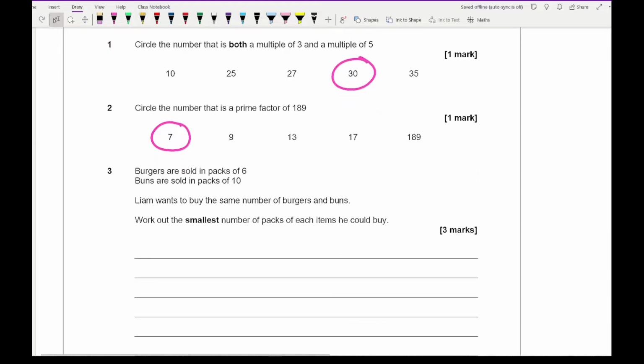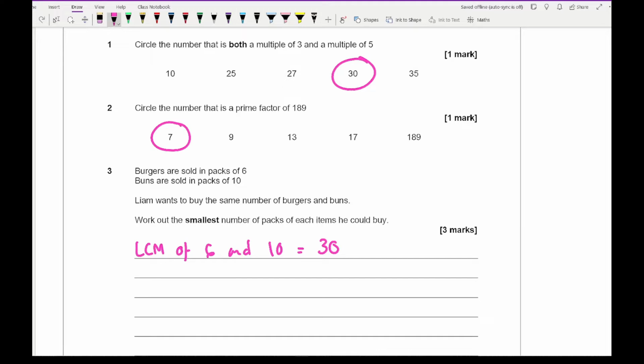Moving on to question 3, it says burgers are sold in packs of 6, buns in packs of 10. Liam wants to buy the same number of burgers as buns. Work out the smallest number of packs for each item he could buy. So the first thing we need to establish is what is the lowest common multiple of 6 and 10. So what's the smallest number that appears in the 6 and the 10 times table? And the correct answer you should have is 30.